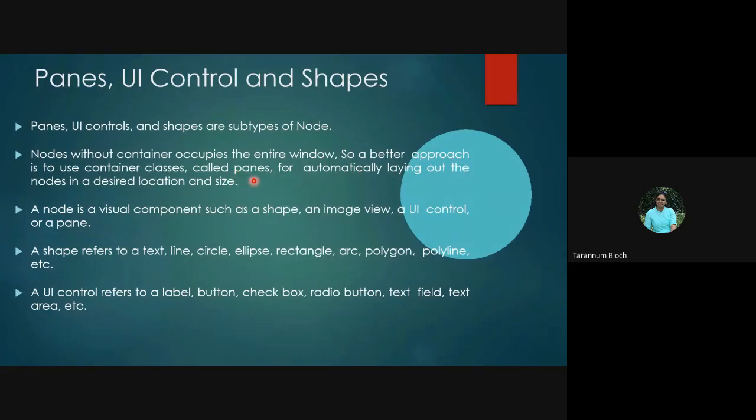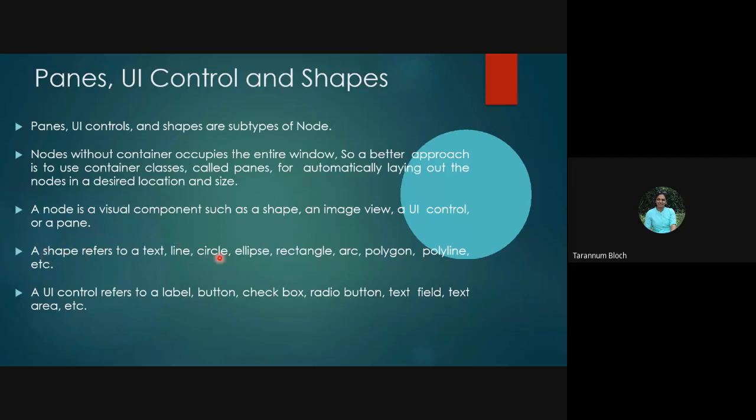Fine. So usually when we say node, a node is any visual component which you can see on the screen, right? Whatever software we are using, we see various buttons, various text, various menus, various lists, various images. So all these are visual components, right? So what is a node basically? A node can be a shape or image or any UI control, or even a pane is also known as a node. Fine.